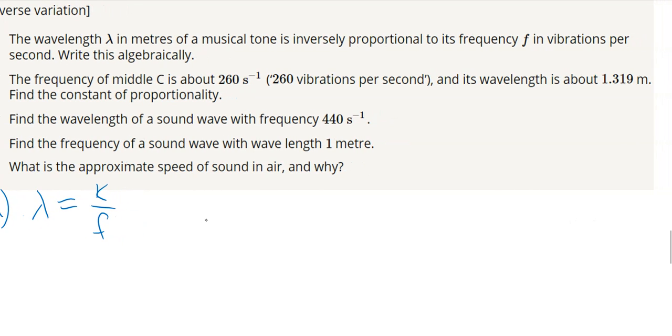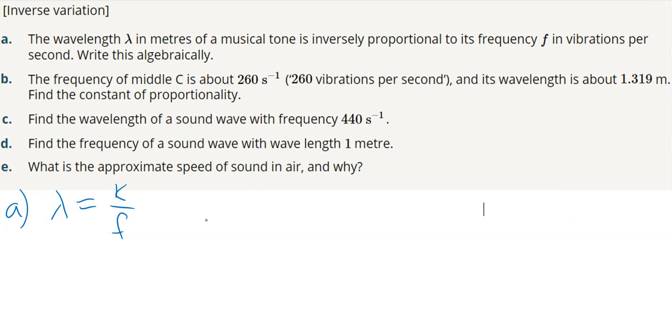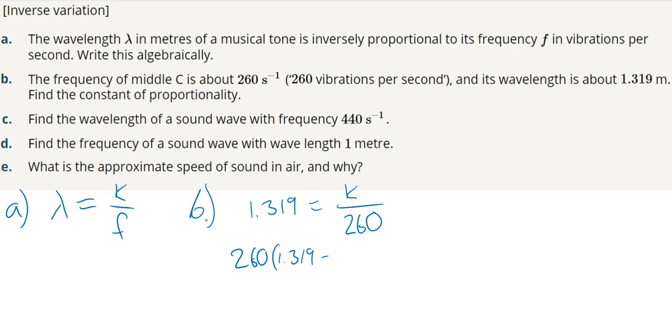260 vibrations per second, and its wavelength is about 1.319 meters. Find the constant of proportionality. Great, so we can find k by getting k on its own. How do we get k on its own? Well, let's just multiply those other two things together. So lambda, the wavelength, was 1.319, and that was equal to k on 260. Either way, it doesn't matter. So 260 times 1.319 gives us what value of k?